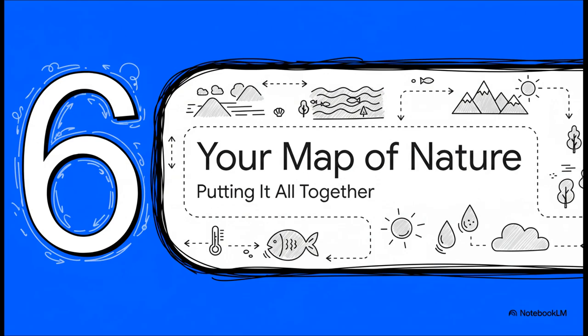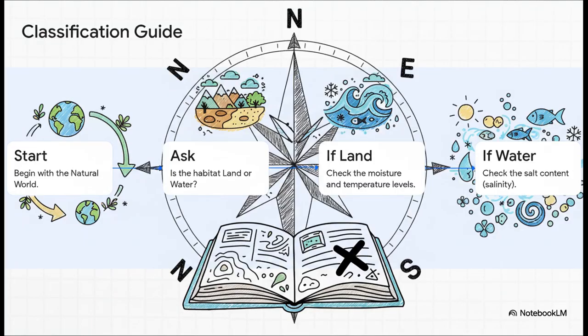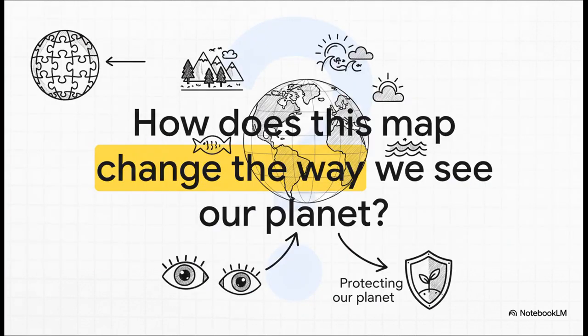So let's just step back and look at what we did. In just a few minutes, simply by drawing a few logical lines based on a couple of key factors, we've actually built a powerful working map of the entire natural world. And this is your key. This is your personal guide to that map. The next time you're out and about, you see any natural environment, just run through these steps. Is it land or water? If it's land, what's the temperature and moisture like? If it's water, how salty is it? You now have the basic tool to classify it. It's that simple.